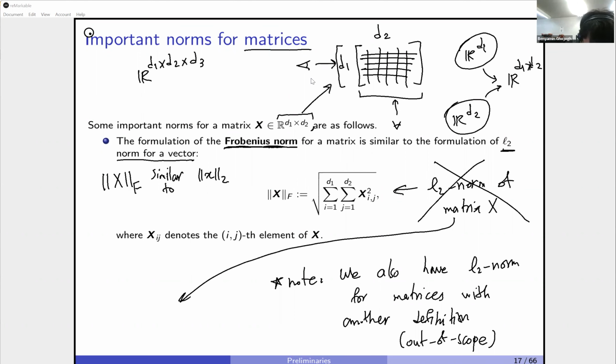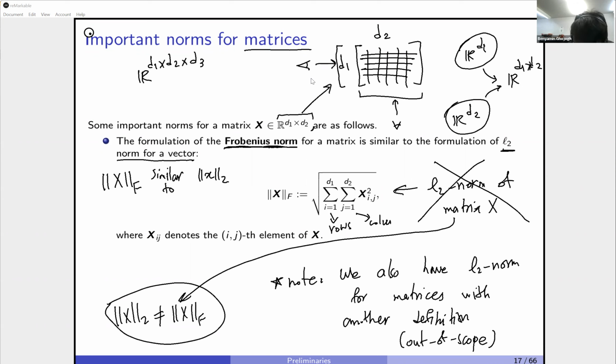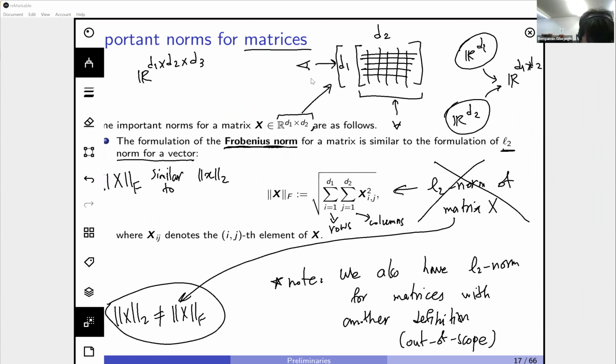What I mean by this is about i and j. i is on rows and j is on columns. This is a summation over rows and columns. In order for you to understand, let me explain with an example.